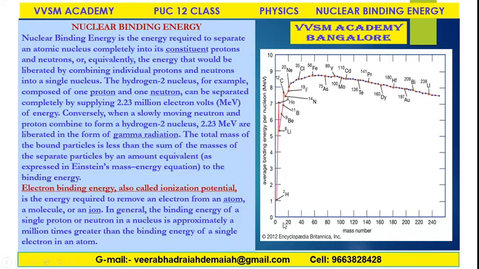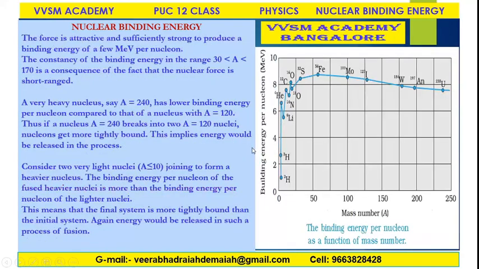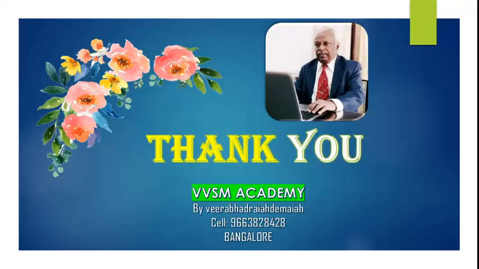On the x-axis is the mass number, and on the y-axis the average binding energy per nucleon, which indicates the different elements. This is the same mass number and binding energy per nucleon.